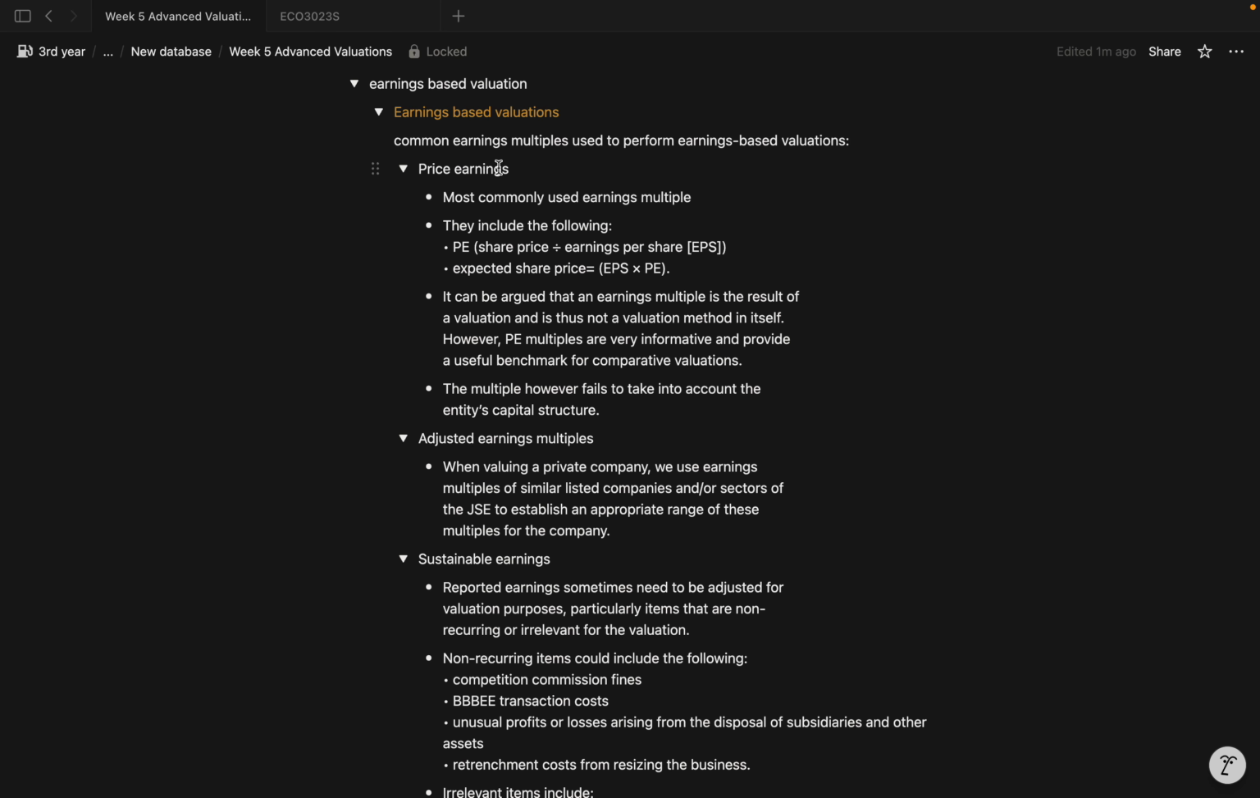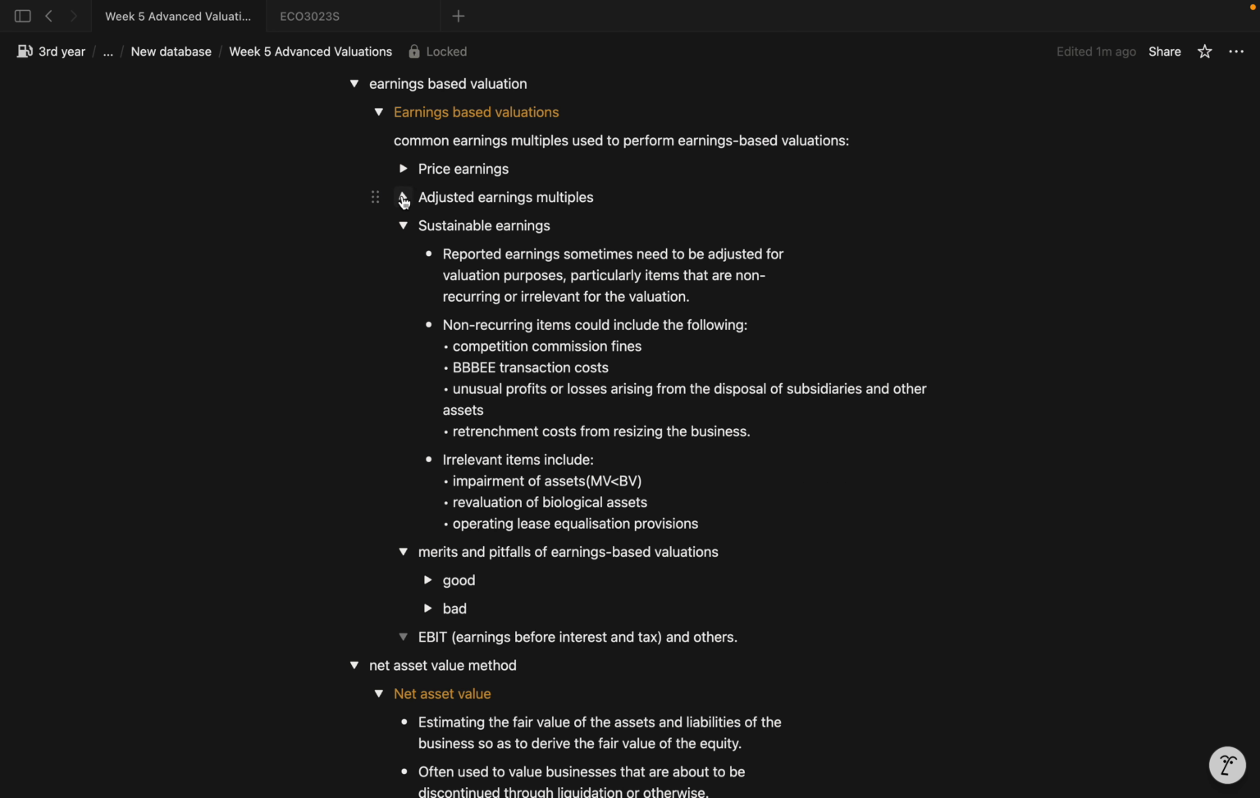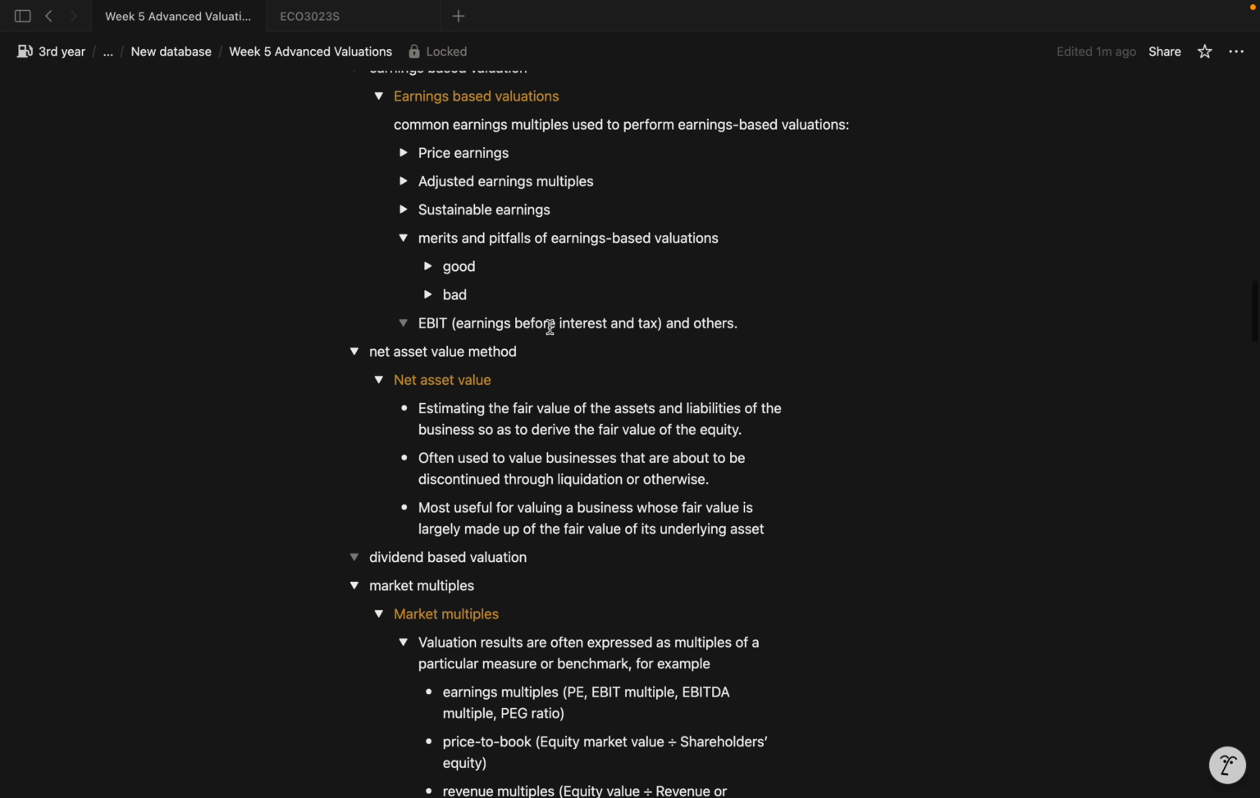So the problem with the price earnings is it doesn't really take into account the entity's capital structure. With adjusted earning multiples, when you value a private company, use earning multiples of similar listed companies and/or sectors of the JSE to establish an appropriate range of these multiples for the company. Not super important. Sustainable earnings. Yeah, I'm not even really going to fully go through this because this is not important.